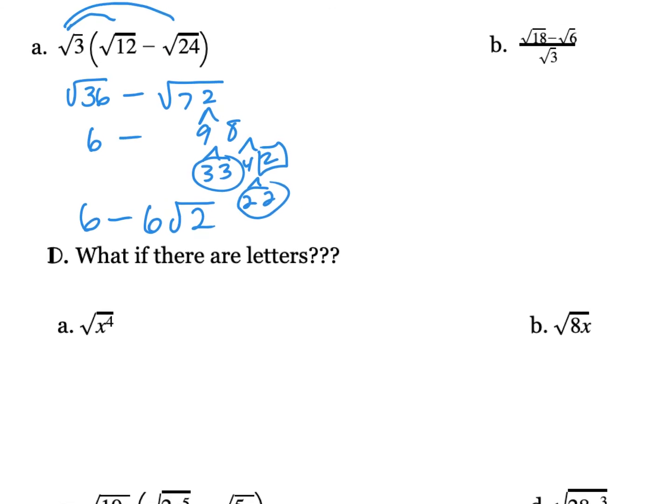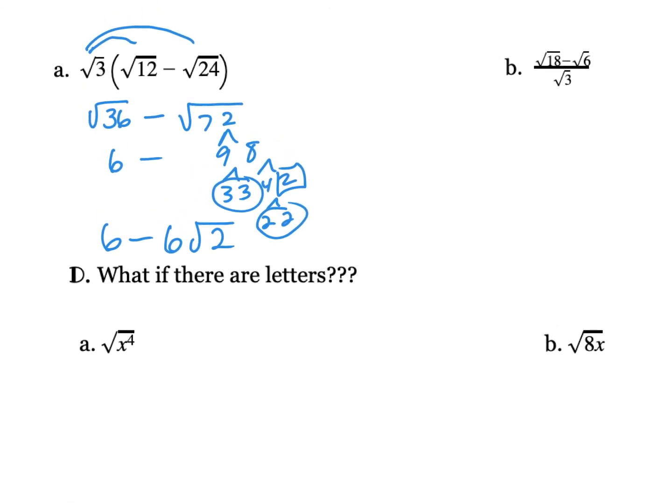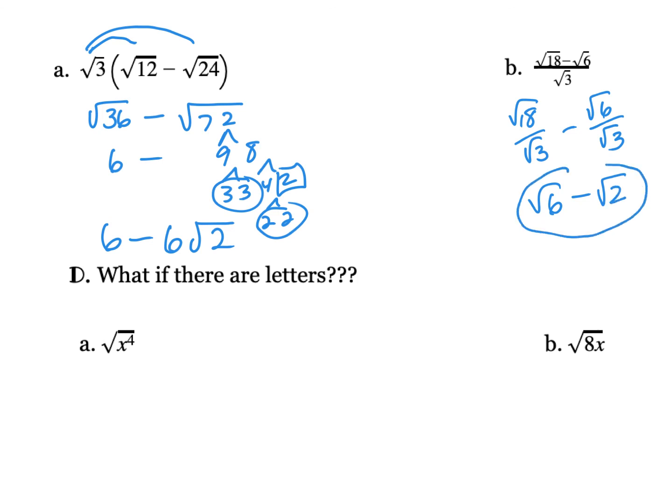And part B, you could distribute each of these things by square root of 3. Square root of 18 divided by square root of 3 is square root of 6. Square root of 6 divided by square root of 3 is square root of 2. And those cannot be combined because they are not the same type of radical.